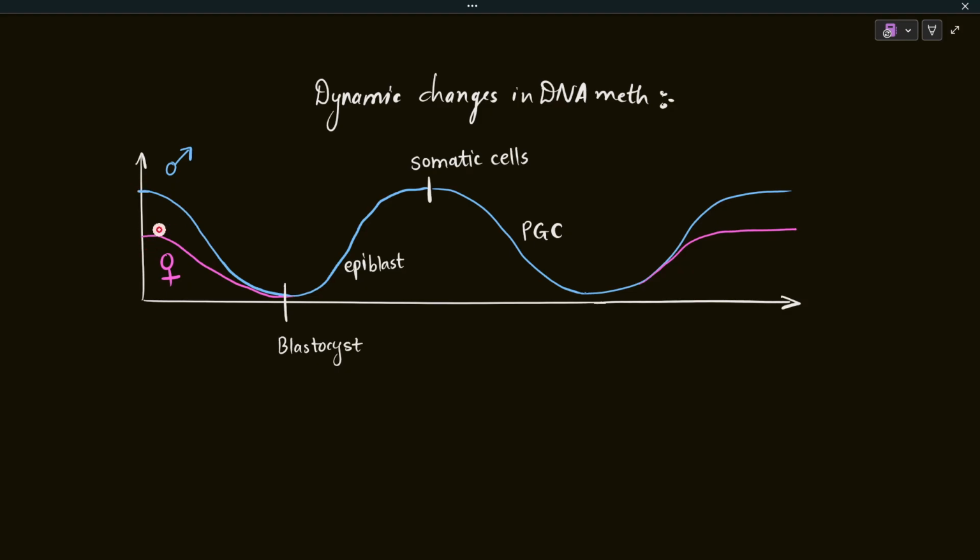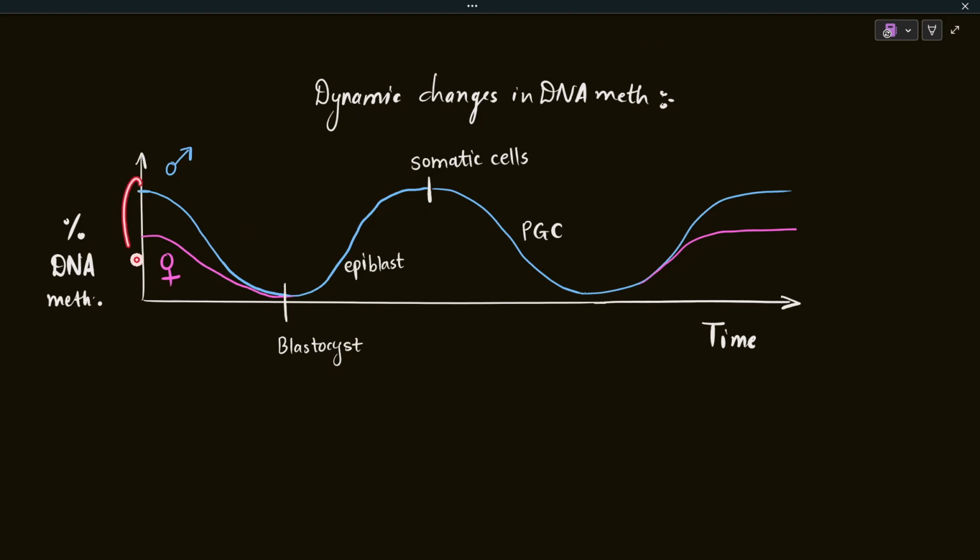At that point of time, both of them will exhibit their own DNA methylation patterns. Because they are the gametes which are inherited from the parents, the DNA methylation will be high. On the y-axis, we are showing the percentage DNA methylation in the cells, and on the x-axis, we are showing time, the developmental time.